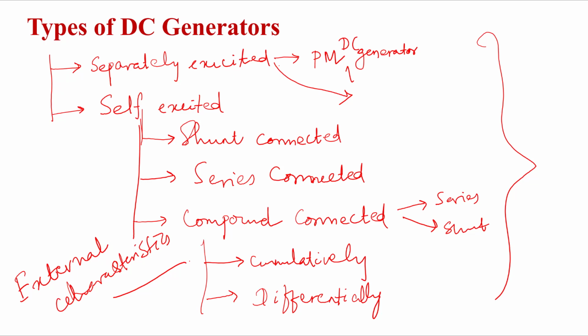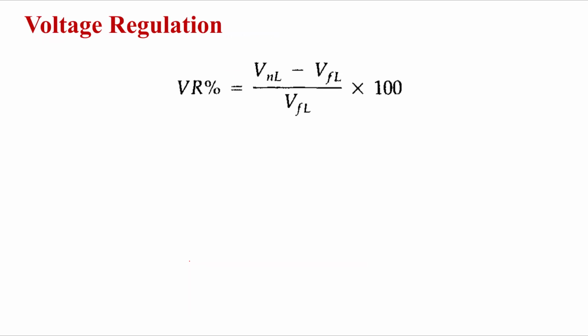Now we'll see the external characteristic of the generators, between the terminal voltage and the load current. But before we move forward, what is voltage regulation? Already I have shown the equation. Voltage regulation is V no load minus V full load, divided by V full load, into 100. You have been taught this in your transformer course as well.